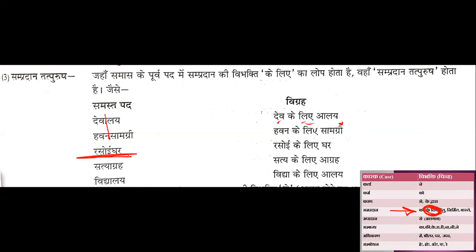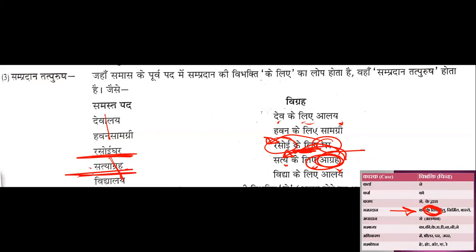Next is Rasoi Ghar. Rasoi Ghar is Rasoi ke liye ghar. A house that is meant for cooking. That is your kitchen. Satyagrah: Satya and Agra, the two words. Satya ke liye Agra. We are meeting up, we are talking. That is Agra, a collection of people, a place where all of them are coming to start something. Agra for truth. That is Satyagrah.